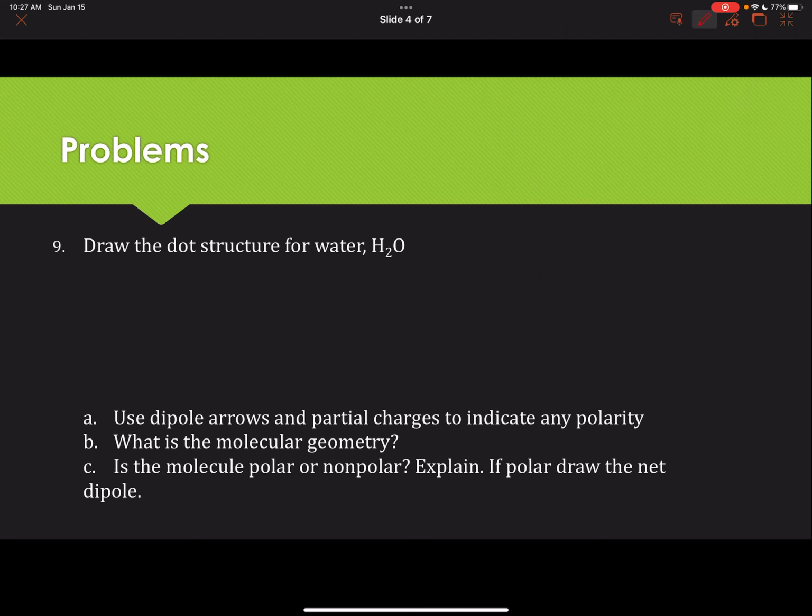Now next we're asked to take a look at water. So if we draw the dot structure of water, I've got oxygen in the center, single bonds to my two hydrogens, and then two lone pairs of electrons. I have oxygen-hydrogen bonds. These bonds are polar. They're bonds between different atoms. The oxygen is more electronegative because it's further to the right in the periodic table than hydrogen is. So the hydrogen is going to be partially positive. My dipole arrows start on my hydrogen and they point towards my oxygen.